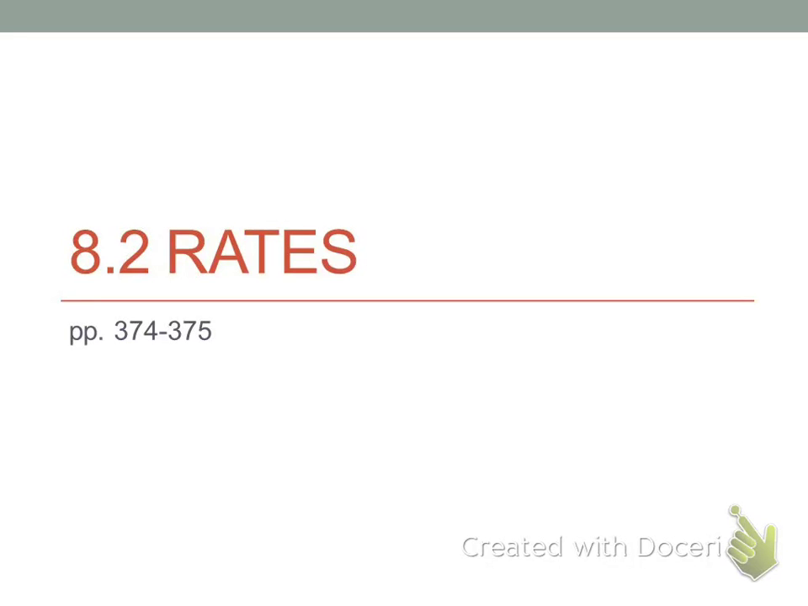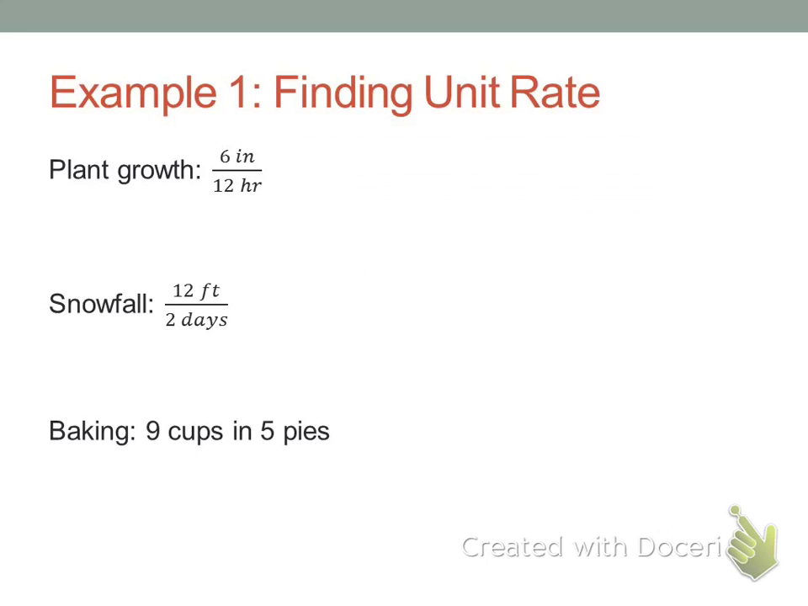All right, so we're in section 8.2 rates, page 374 in our books. In example 1, we're finding the unit rate. Here's your basic rule for finding the unit rate. Whatever number is in your denominator, that is what you divide top and bottom by.